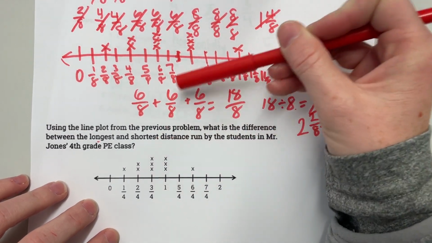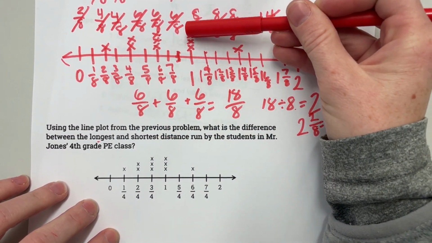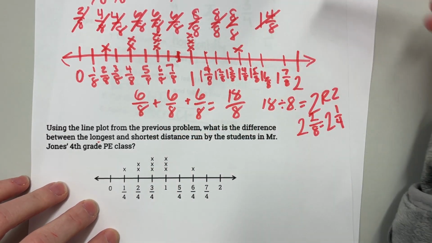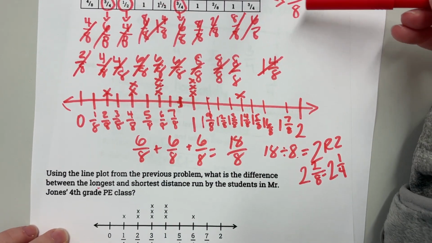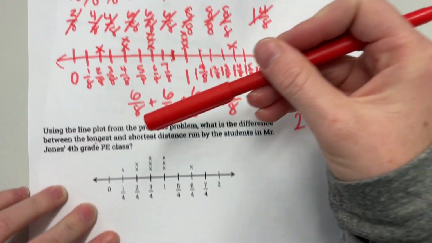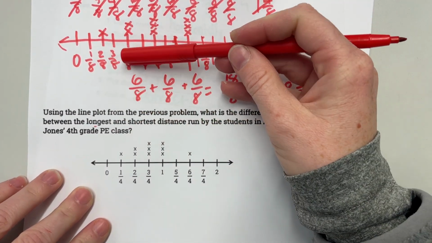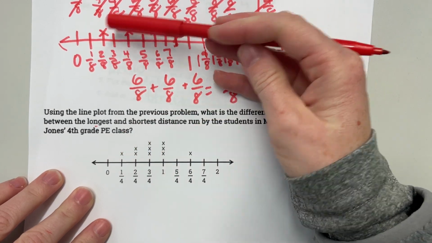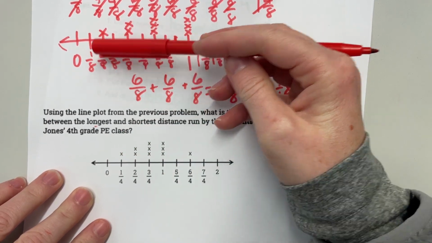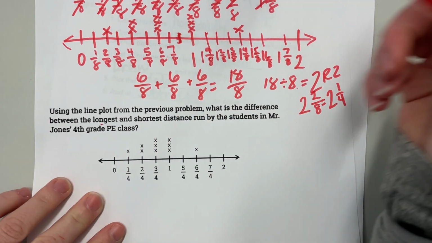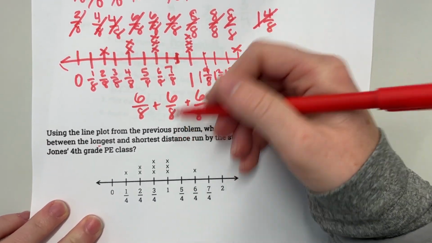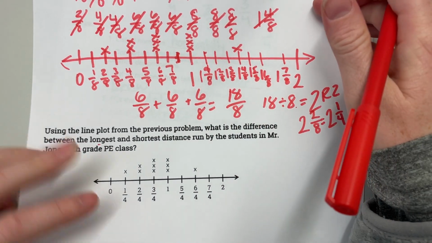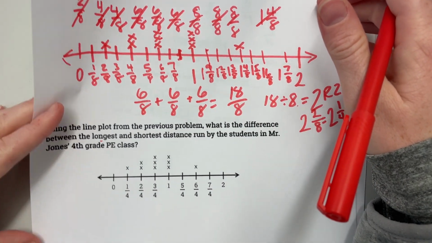Then notice for my 1, I have 3 x's above it. My 3/4, that's our 6/8 that we solved, and I have 1, 2, 3 above that. And then my 4/8 is 2/4, 2 above that, and then 1 above 2/8. So 1 above 1/4. So these two line plots are the exact same. They just have different denominators that are equivalent to each other.